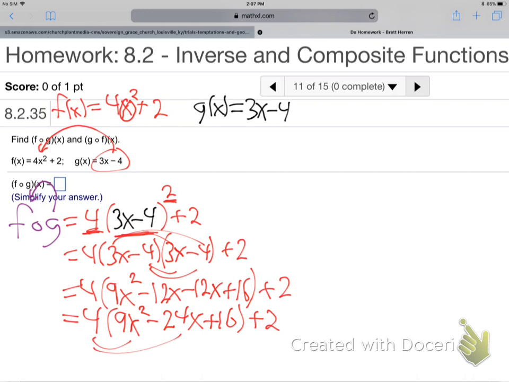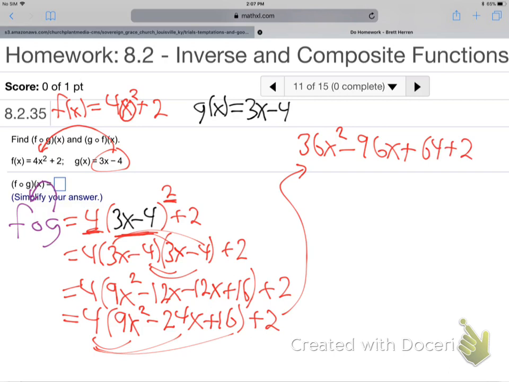Distribute that 4 through. We get 36x squared, it's getting big here, minus 96x plus 64 plus 2. And then combine these two: 36x squared minus 96x plus 66. Tedious, and we're only halfway done.